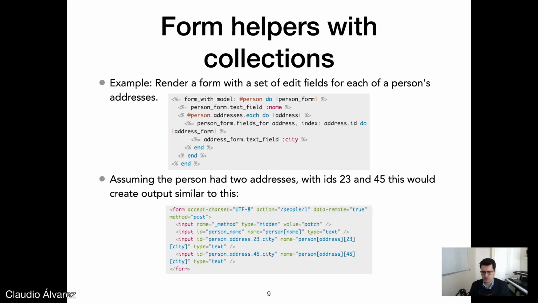And below, you see how the form is rendered based on the fact that the person has two addresses. The address 23, address 45, 23 and 45 are the IDs of the addresses. And this is of course necessary because we're updating the information. We're updating the address information about the addresses that are available to that user, to that person. So each time you see an edit form, you'll see that the nested models will have their IDs presented in the names of the fields and also in between the square brackets.